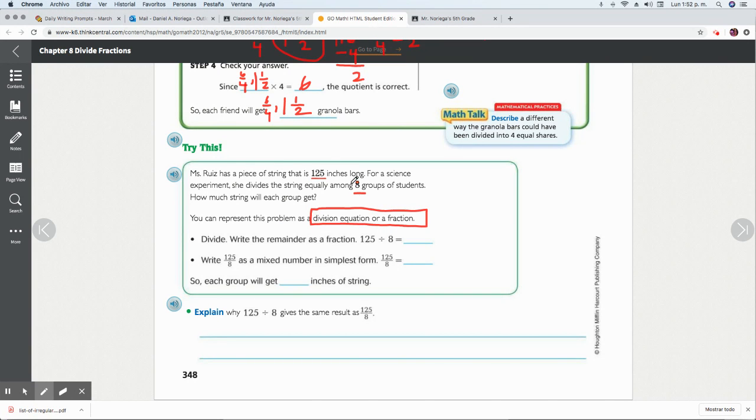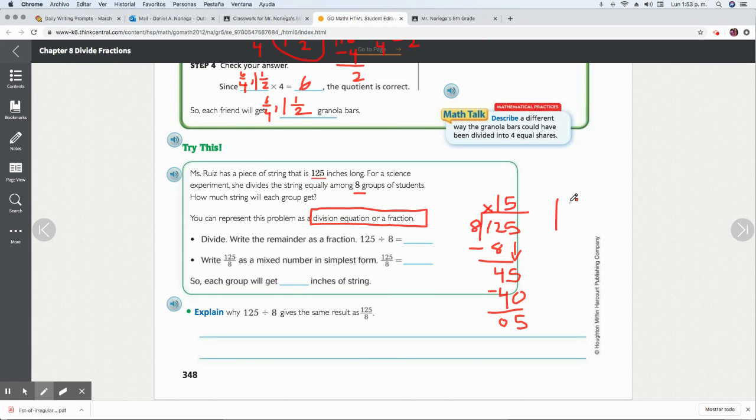So we can write this as 125 divided by 8, or we can write this as a fraction and then simplify. Okay, so 125 divided by 8. Okay, 8 times 1 equals 8. 12 minus 8 equals 4. Bring the 5 down. Okay, what number times 8 equals 45, or brings me closer to 45? The answer is 5, because 8 times 5 equals 40. 45 minus 40 equals 5.